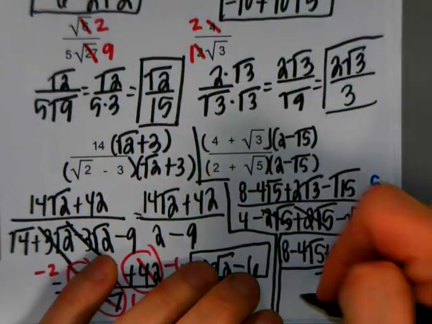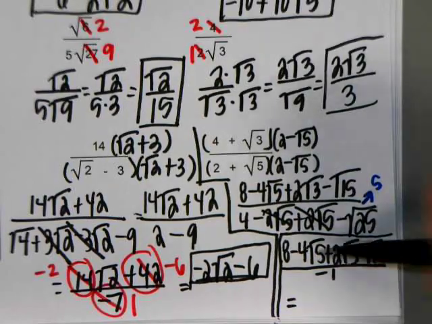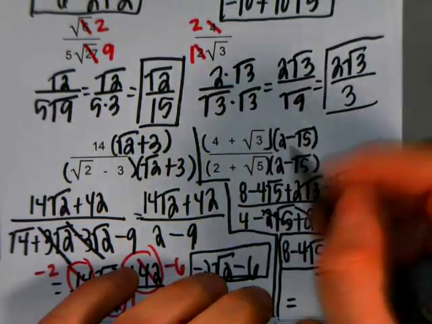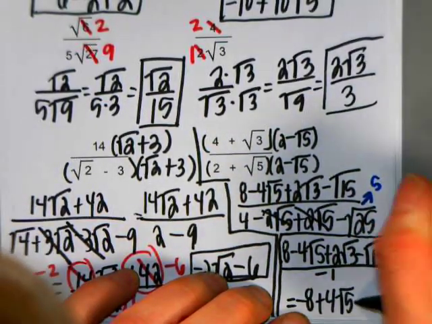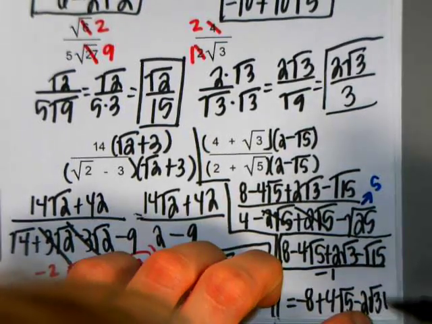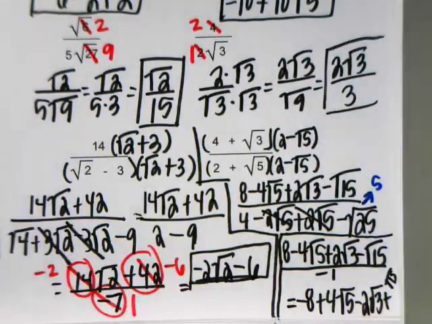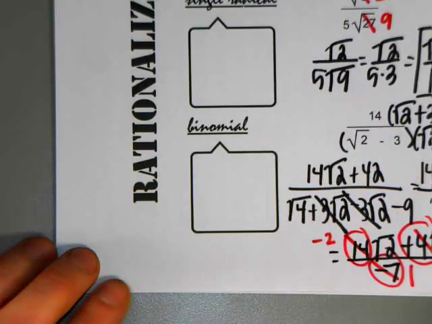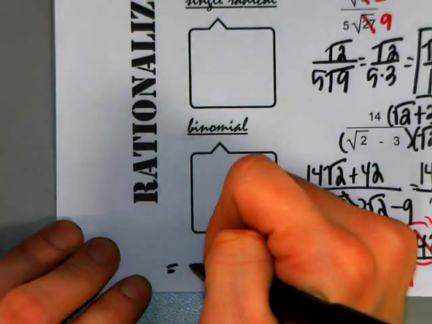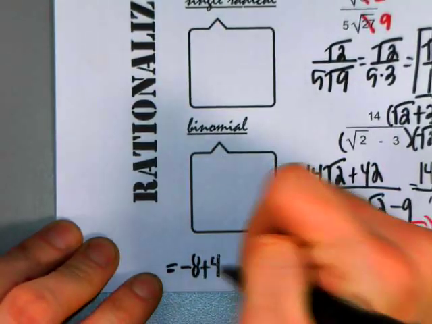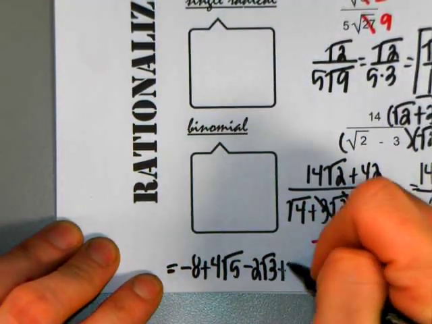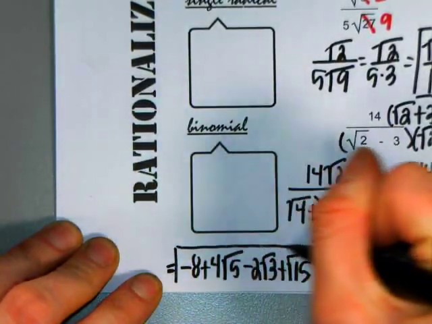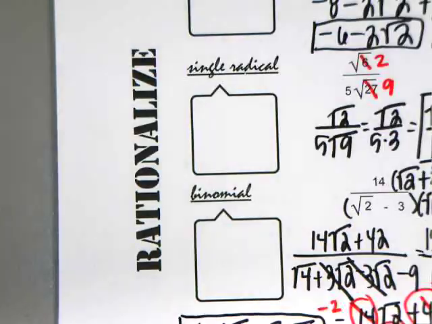So the final answer, because we can divide all those by negative 1, you're basically just changing all the signs. It's going to be negative 8 plus 4 radical 5 minus 2 radical 3 plus radical 15. I'm going to rewrite that over on this side. Okay, so here, I'll rewrite what the answer is over here. Negative 8 plus 4 radical 5 minus 2 radical 3 plus radical 15. This is your final answer.